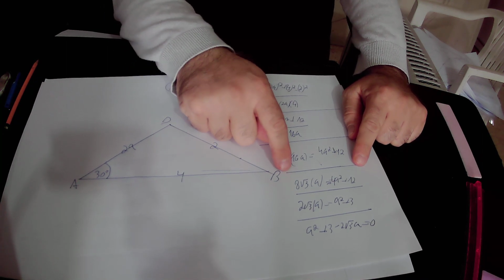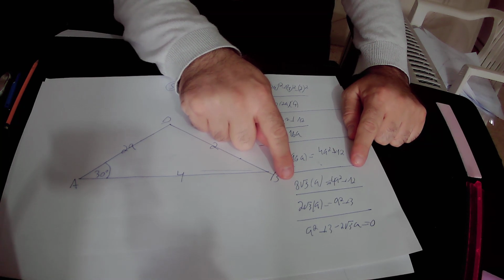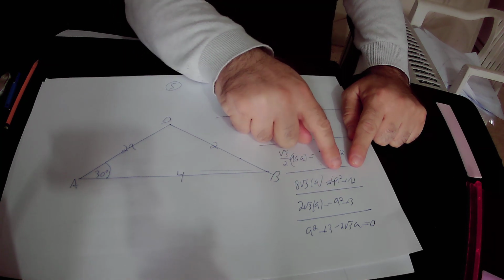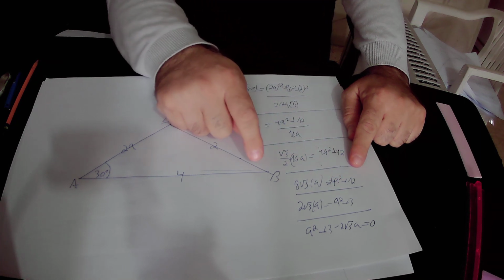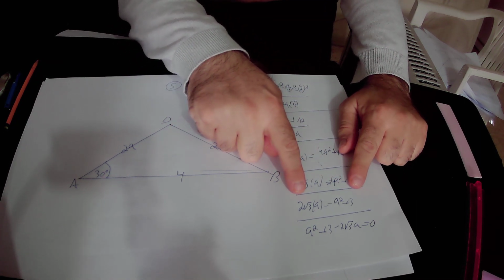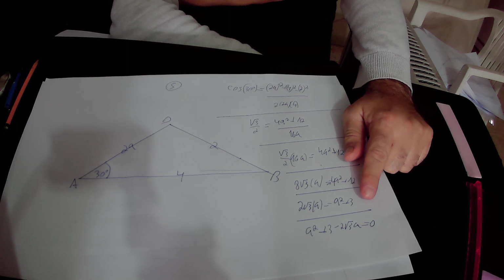So on this side of the equation we have 2 times square root of 3 times A that equals, so 4 over 4 is 1. So here what is left is only A squared, as 12 over 4 is 3. So we got 2 times square root of 3 times A equals A squared plus 3. We subtracted 2 times square root of 3 A from this equation, and we got that A squared plus 3 minus 2 times square root of 3A equals 0.